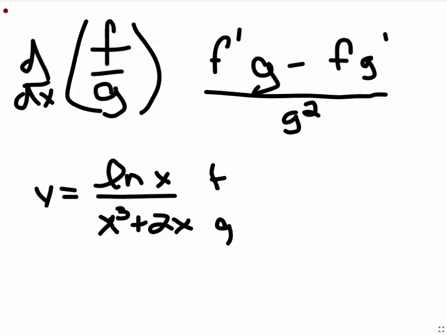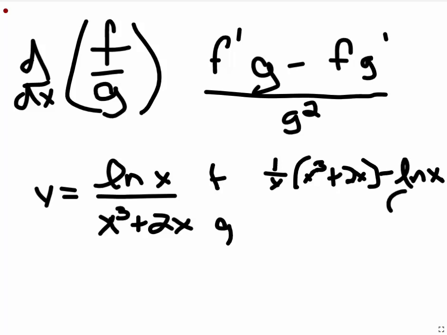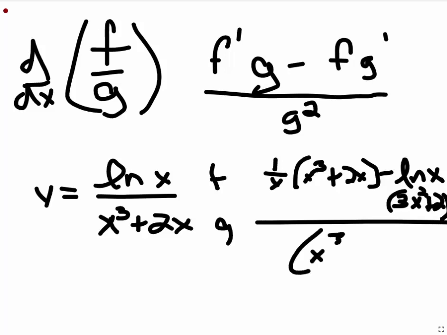So f prime is 1 over x times g, x cubed plus 2x, minus f, I'm running out of room, g prime, 3x squared plus 2. So I'd leave all of that in the numerator divided by g squared, so x cubed plus 2x quantity squared. And that's your quotient rule.